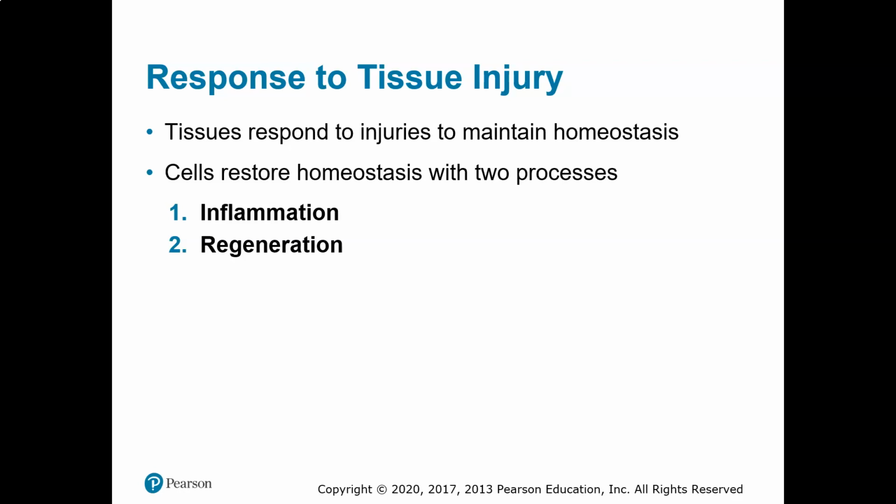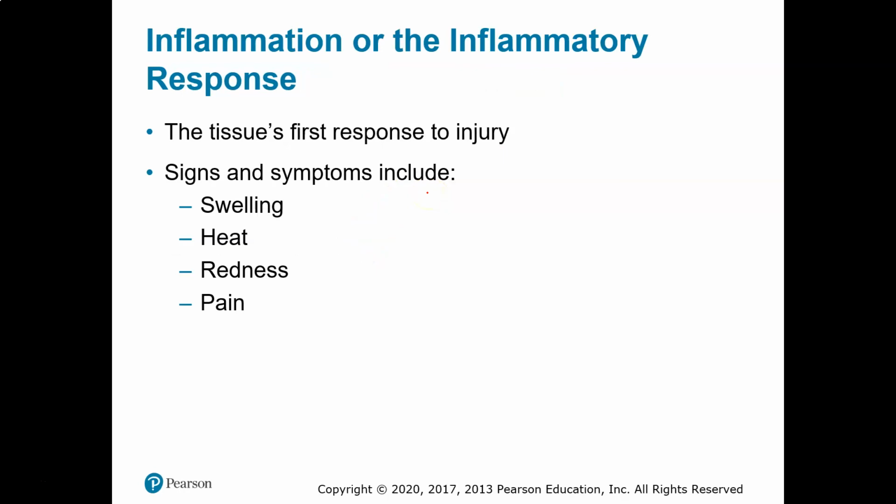Now we're going to talk about the response to tissue injury. Tissues respond to injuries to maintain homeostasis, an internal balance within our cells and within our organs in our body. Cells restore homeostasis with two processes: inflammation and regeneration. The tissue's first response to injury is inflammation, or the inflammatory response. And the cardinal signs of the inflammatory response are swelling, heat, redness, and pain.